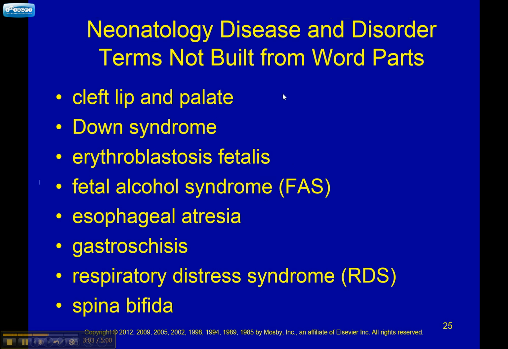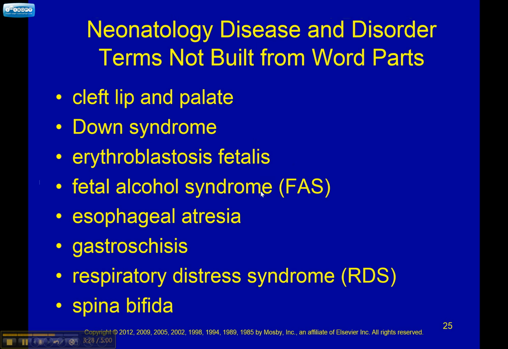A couple other things not built from word parts, cleft lip and palate, and that's not very common, but there are several babies born often with a cleft lip and palate, and a picture of that can be found in your textbook. Down syndrome, remember that's one extra chromosome. Erythroblastosis fetalis, that's a disease of red blood cells.